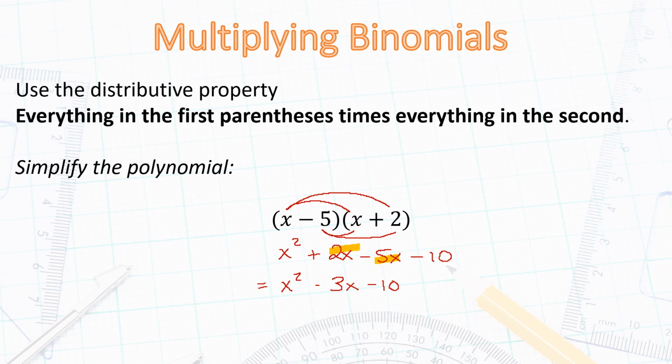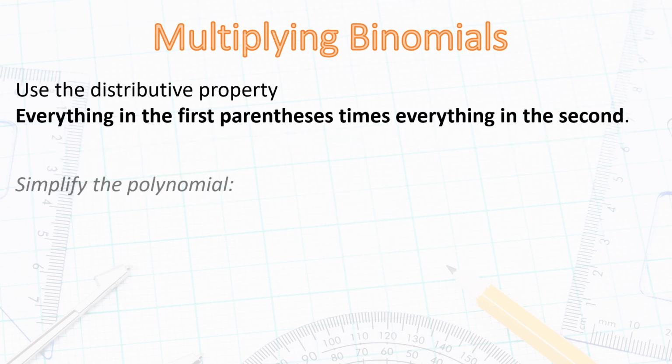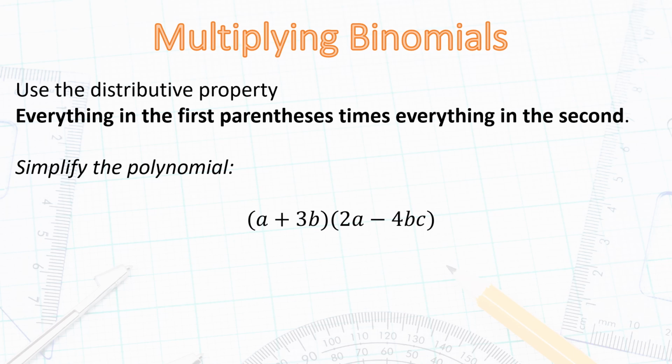So everything in the first times everything in the second. Let's take a look at another. So this one, different letters, kind of more like what we were just doing with the monomials. We've got everything in the first, so we'll start with this a. A times 2a is 2a squared. A times minus 4bc is minus 4abc.